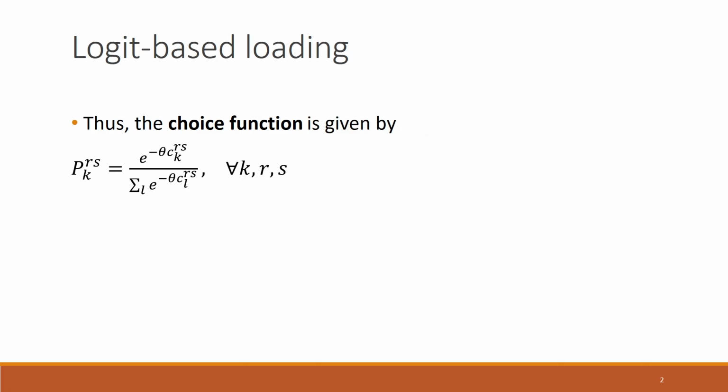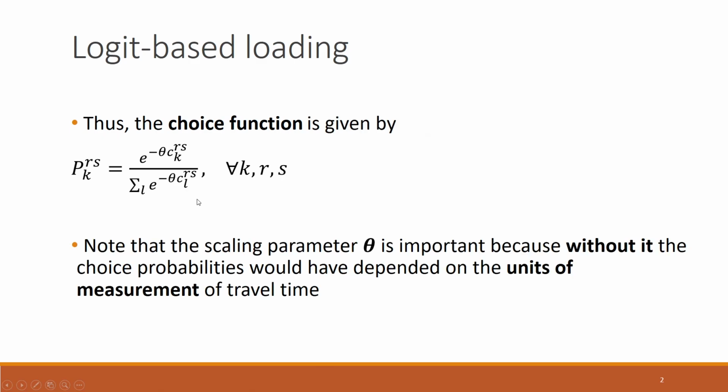So the probability that the kth route is chosen between OD pair RS is given by this expression here. It is equal to e to the power minus theta times CKRS divided by summation e to the power minus theta CLRS, where this summation is over all the paths L which lie between R and S. So this CKRS, if you remember, is the measured travel time of the kth path connecting R to S.